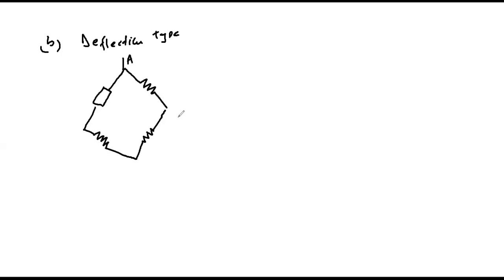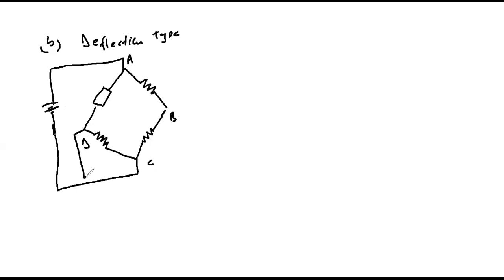This is our arm A, our B, our C, and D. We connect again a DC source across points A and C, and then we measure the output across points D and B. So this is the output. This is the input voltage.